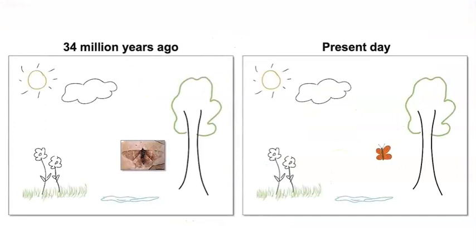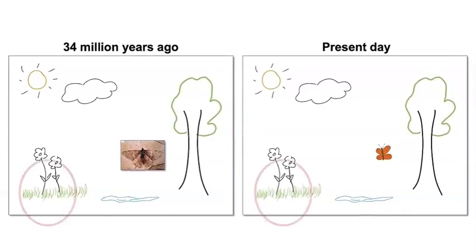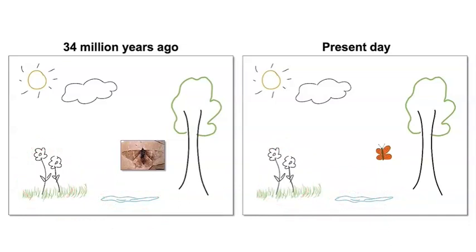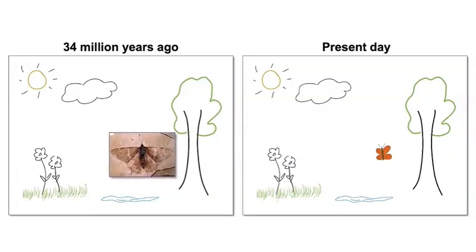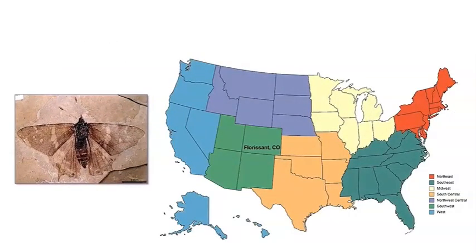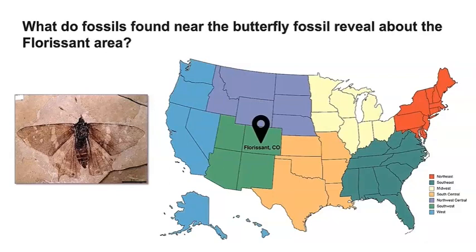I imagine that butterflies, whether 34 million years ago or now, would need plants for food and water to drink. That gives me some clues about the environment where this butterfly lived. I wonder, what do fossils found near the butterfly fossil reveal about the fluorescent area?